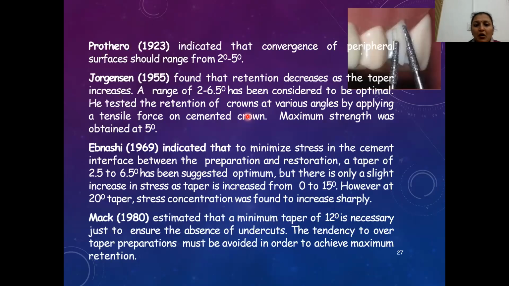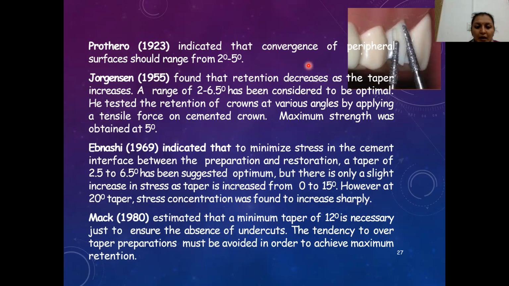There are various schools of thought regarding the taper of the preparation. Prothero in 1923 indicated that convergence of peripheral surfaces should range from 2 to 5 degrees. According to Jorgensen, 1955, he found that retention decreases as the taper increases. A range of 2 to 6.5 degrees has been considered to be optimal. He tested the retention of crowns at various angles by applying a tensile force on the cemented crown. Maximum strength was obtained at 5 degrees.